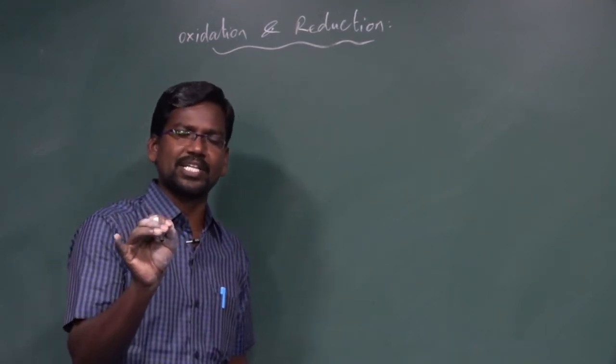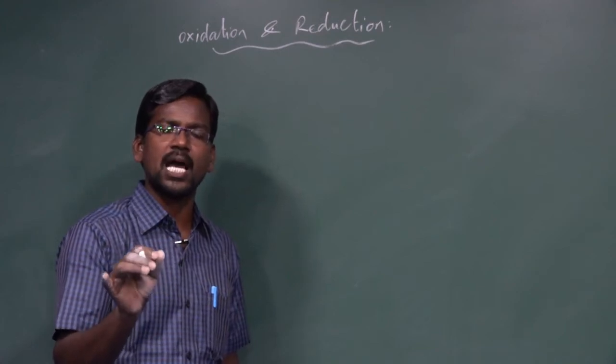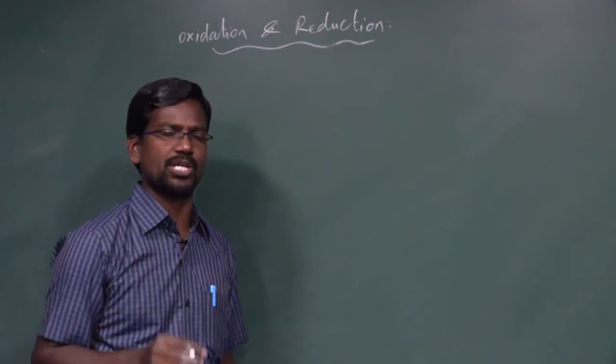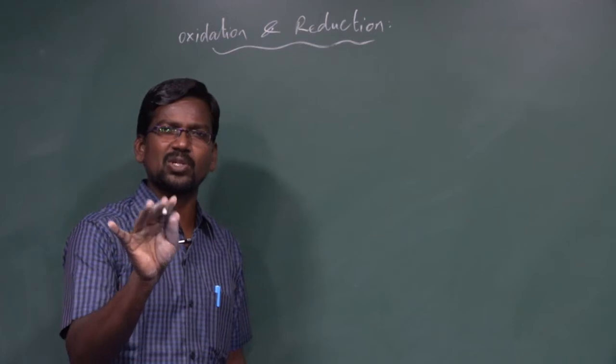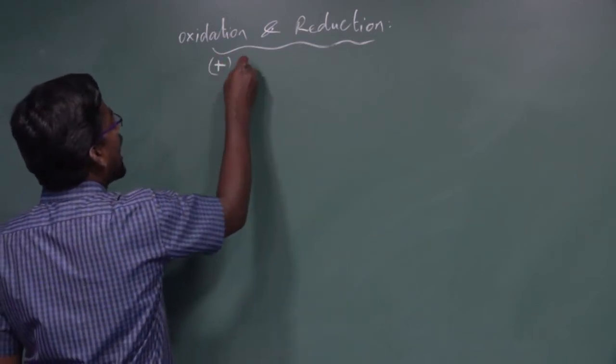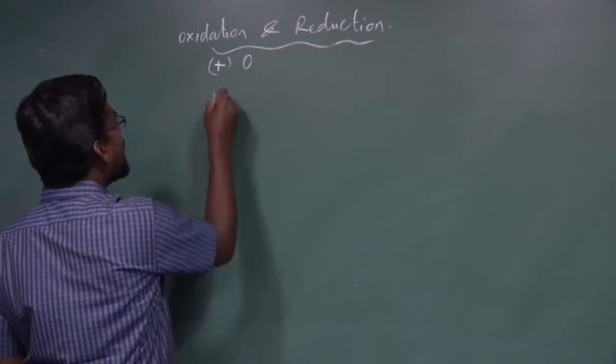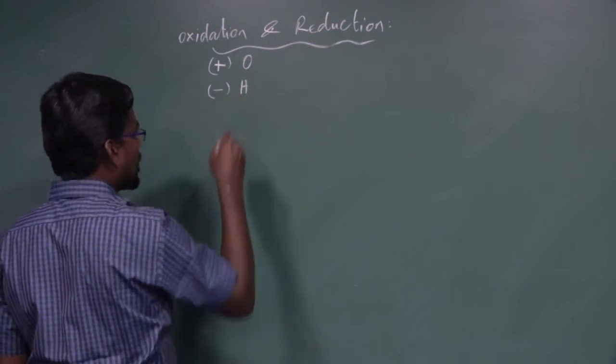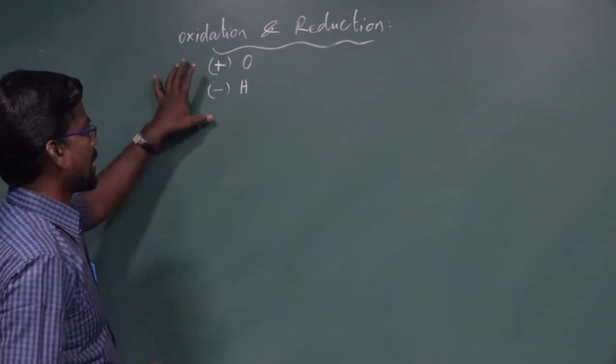What is the meaning of oxidation? In organic compounds, addition of oxygen is known as oxidation. Removal of hydrogen is known as oxidation. So addition of oxygen is known as oxidation, and removal of hydrogen is known as oxidation. This is the oxidation process.